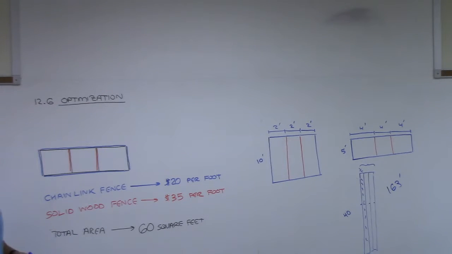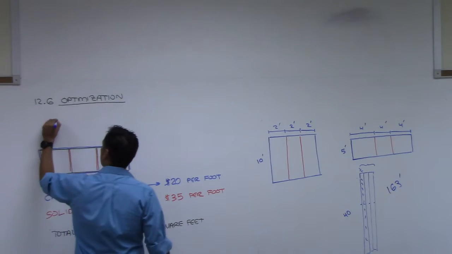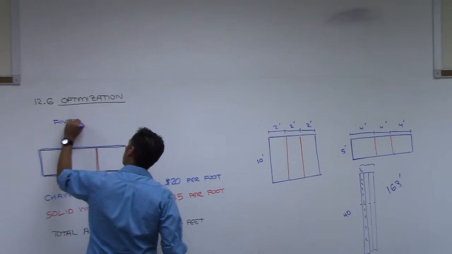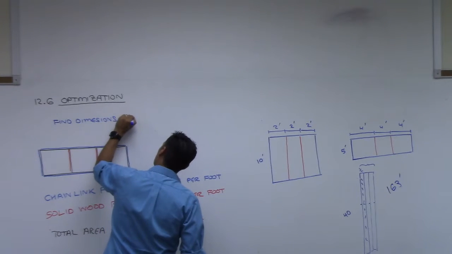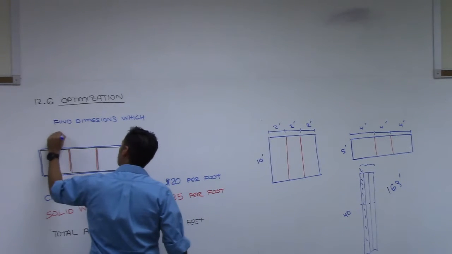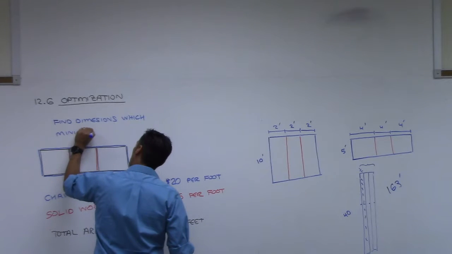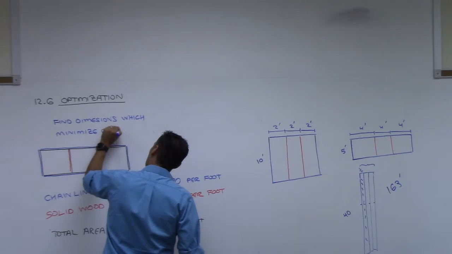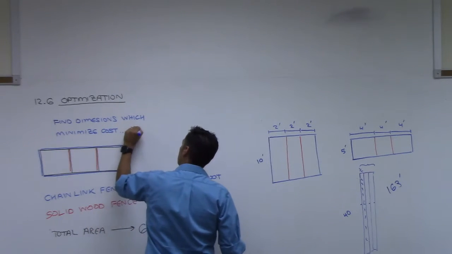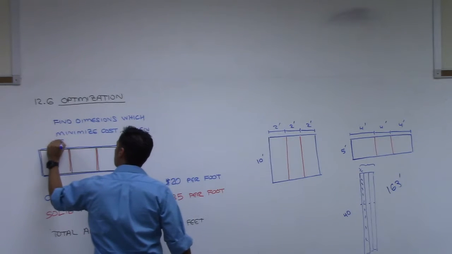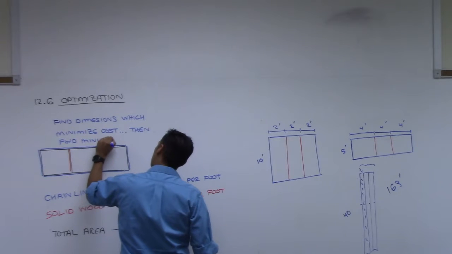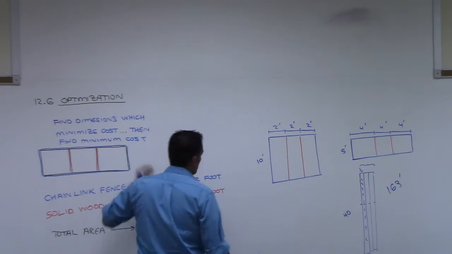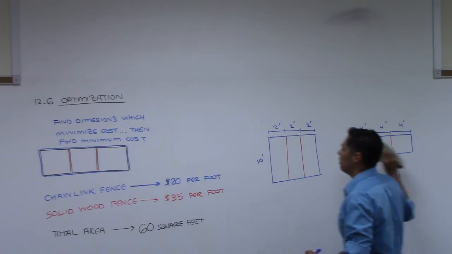So the question for this problem is: find dimensions which minimize cost. Then find the minimum cost. Okay, so optimization here.